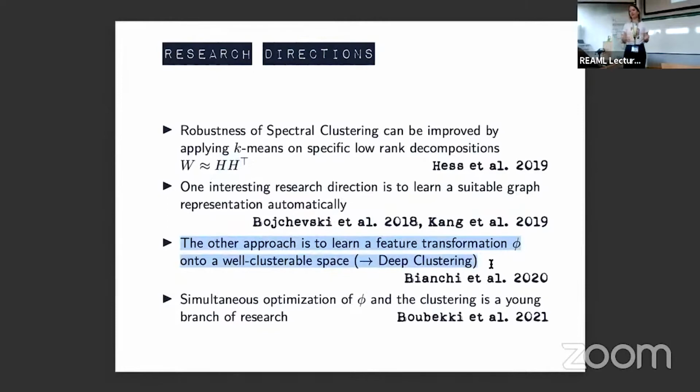Here we arrive basically at deep clustering, where you want to learn the feature transformation that gives you a good clustering as well. And the ultimate goal, which should be clear, is that we want to simultaneously optimize our feature transformation and the clustering such that both match. But this is still a very young area of research. So if you want to get into this, I would recommend this paper here.